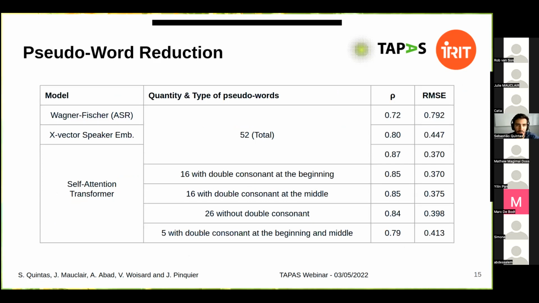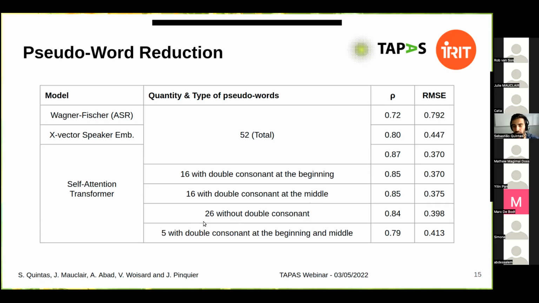So as far as the pseudo word reduction, we performed 4 different types of reduction that were based on the pseudo word structure that was explained previously. So the first 2 groups, we have the 2 sets of 16 words that have double consonants. The first one only has double consonants at the beginning, and the second one has double consonants in the middle. Then we have the set of 26 pseudo words that don't have any double consonants.